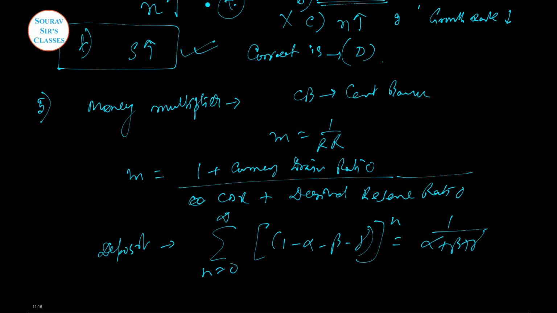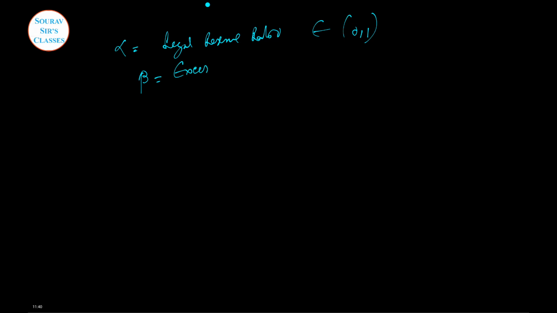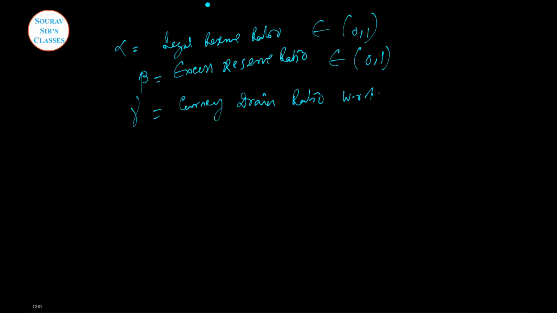Now you can be wondering what is alpha, beta, gamma. Okay, simply alpha equal to legal reserve ratio, which lies between 0 to 1, and beta equal to excess reserve ratio, which also lies between 0 to 1, and gamma is actually currency drain ratio with respect to deposits. Now this is very important.